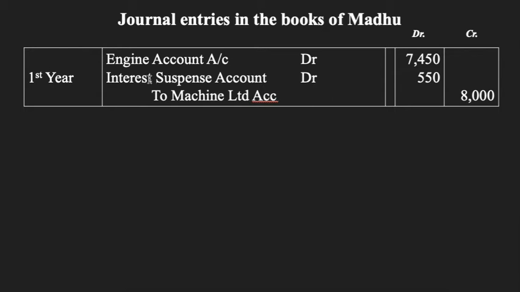So here is the journal entry for the first year: engine account debit 7450, debit interest suspense account 550, and machine limited account will be credited by how much? 8000 rupees. Now first let me tell you something about what this interest suspense account is. This interest suspense account is an account which is opened in the books of both the installment purchaser as well as the installment seller.